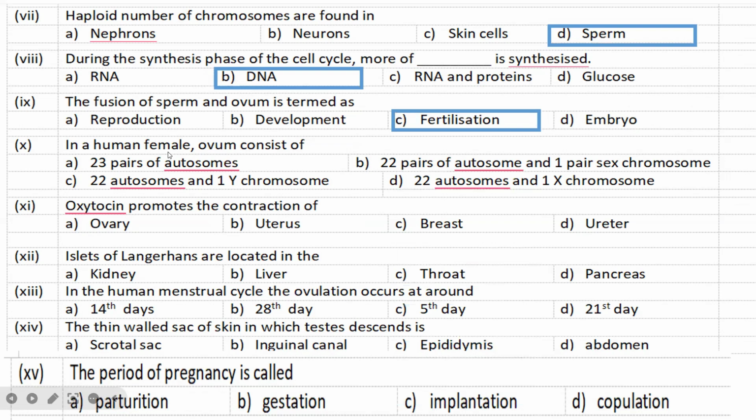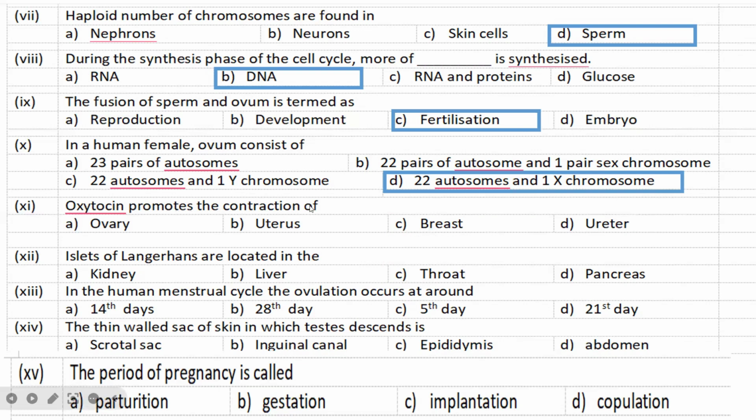In a human female, ovum consists of, now the number of chromosomes in ovum is 23, not 46. So first option, 23 pairs of autosome. Pairs means 46. This option is out. 22 pairs, this option is also out. 22 autosome and 1 Y chromosome. Y is always for male, so it will be in sperm. 22 autosome and 1 X chromosome. So correct option is D.